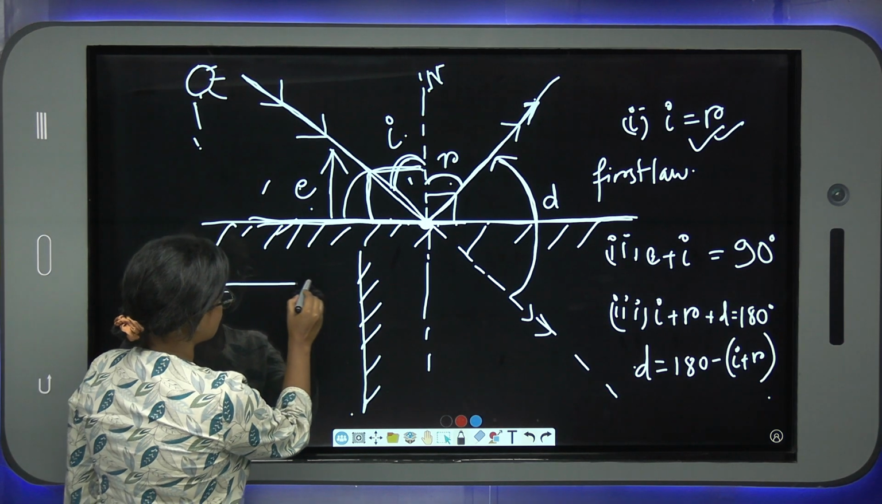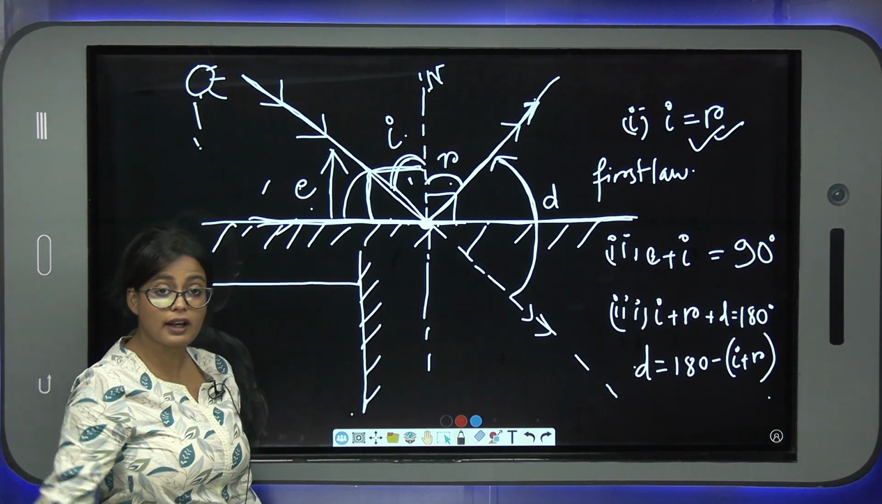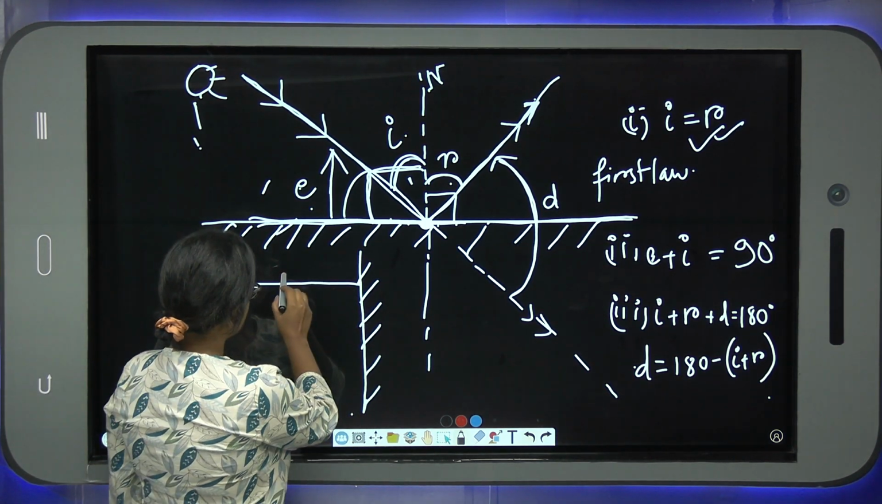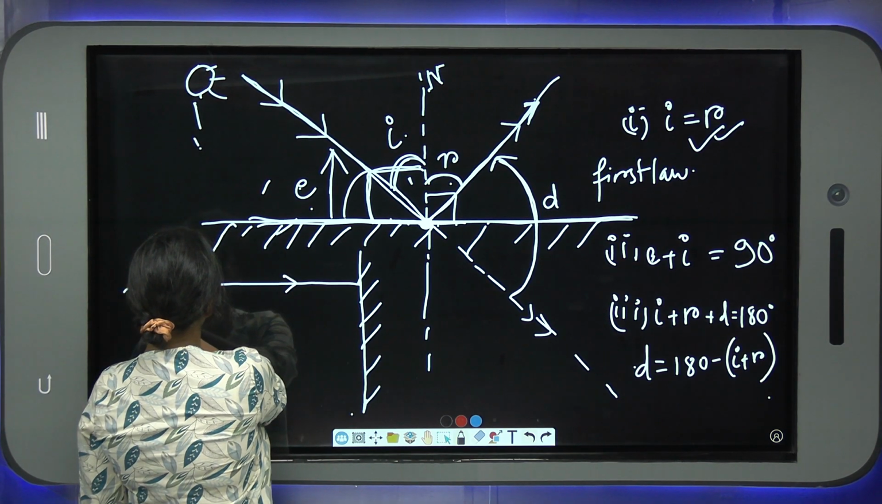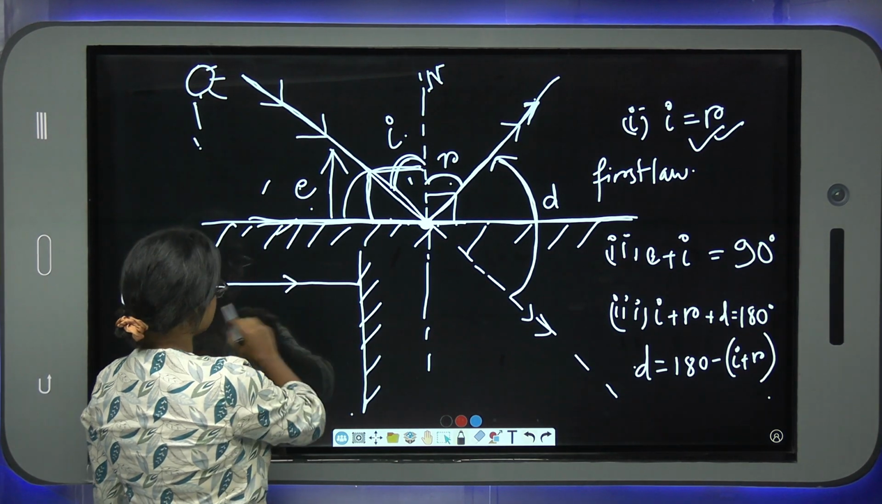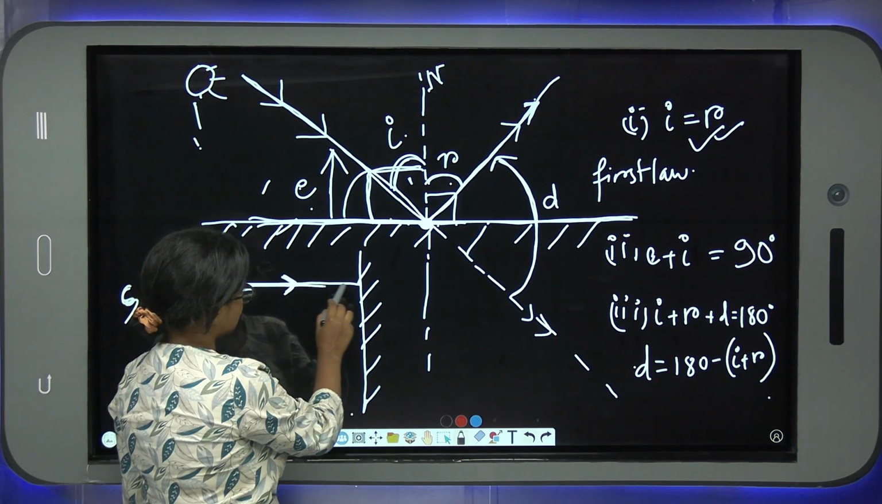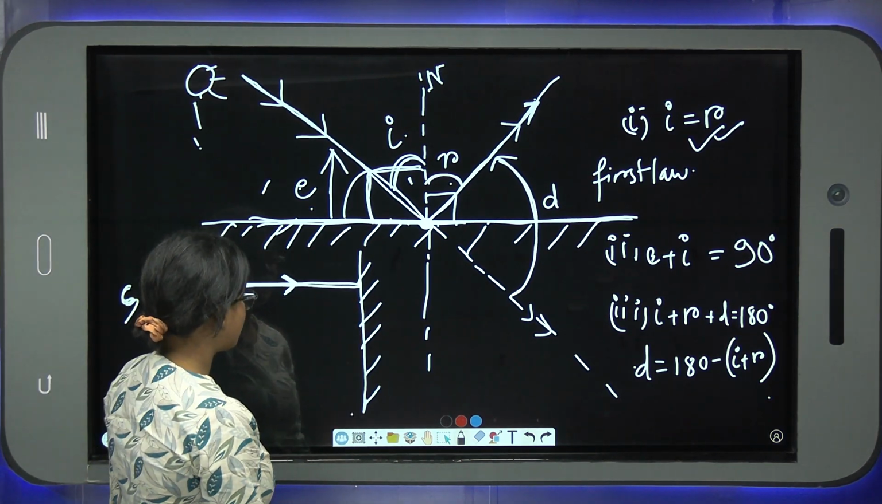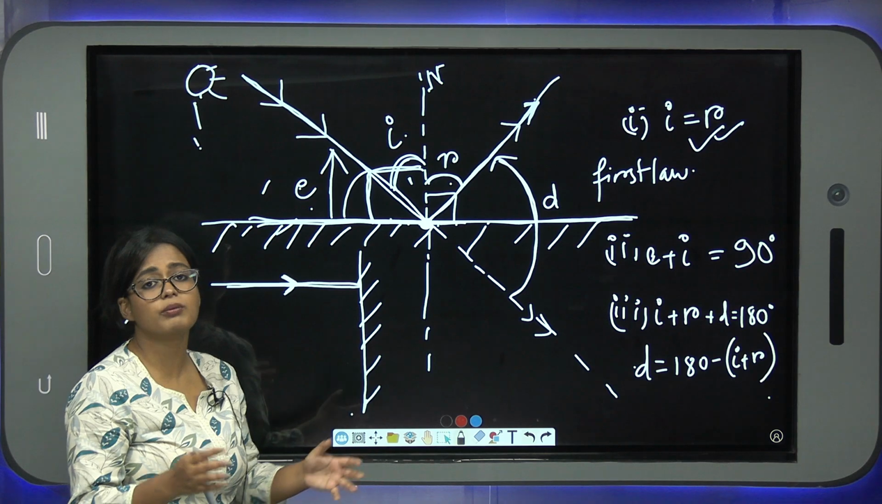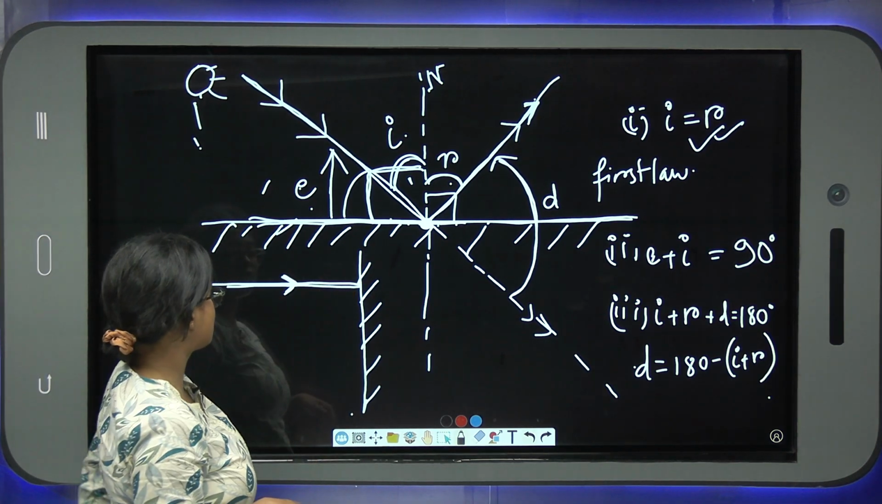If a light travels in a perpendicular direction, then what happens? If a ray of light, here is a source of light, let me name it S, travels in this direction, then what happens? What will happen to the normal? What will happen to the reflected ray?